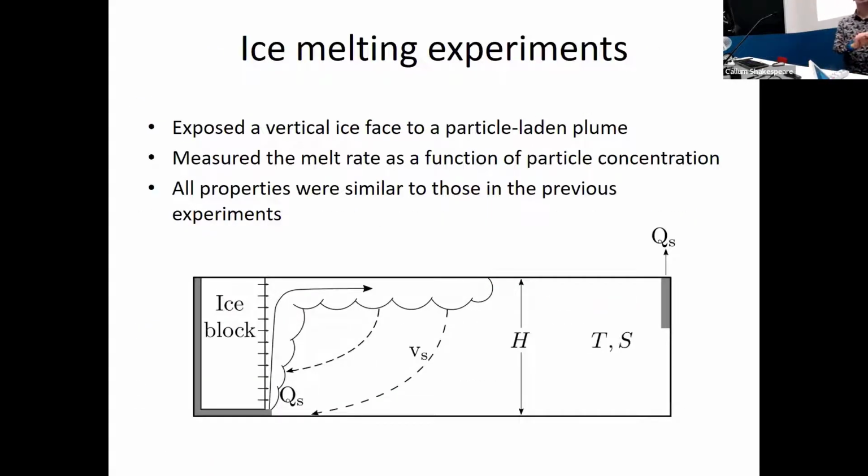In these experiments, we're looking at ice melting. We've got, in this case, a two-dimensional ice face. So the same type of plume, but now instead of a point source, we've got a line source. Same particles, most things are kept exactly the same. We'll change our particle concentration just like we did before, but this time we're going to measure the melt rate of this ice face. And I guess we're trying to see, does it increase or decrease as we add our particles?